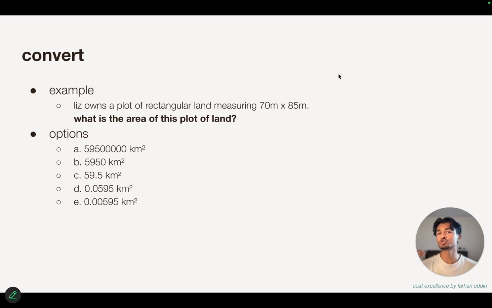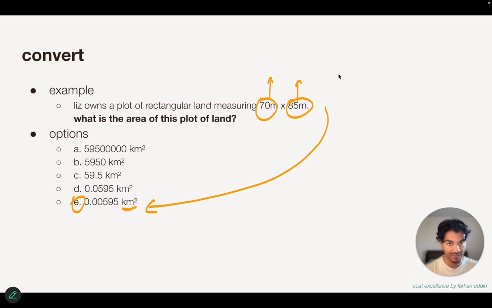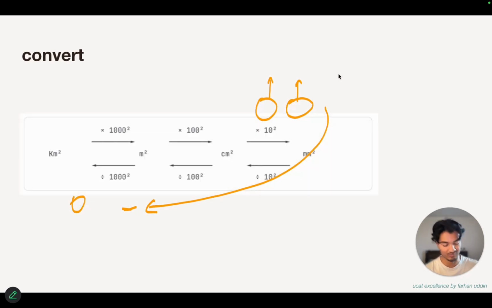So you've really got 2 options for going about this question. Number 1 is do what I just said and turn these into kilometers instead. The reason being is because all these answers are in kilometers, so if you turn these into kilometers, then you'll get to your answer directly, which is E. The other way is to multiply these first and then remember to divide by 1000 squared because we're going from meters squared to kilometers squared.